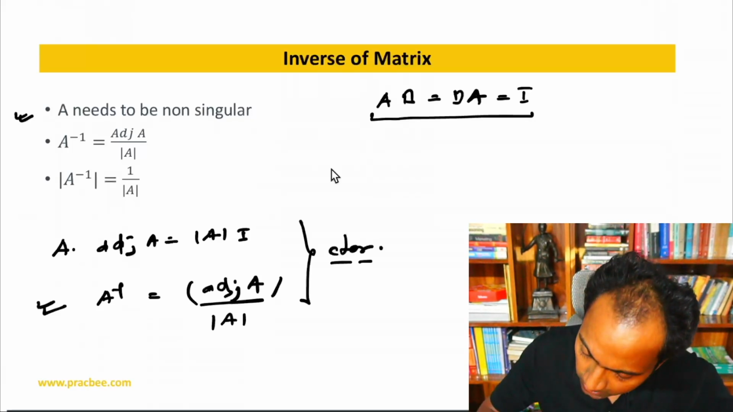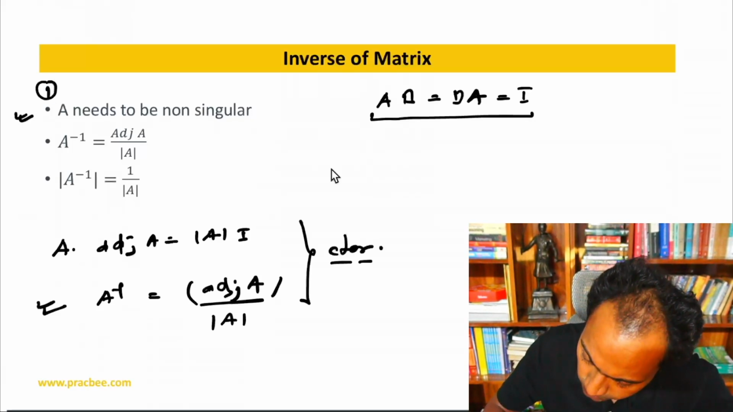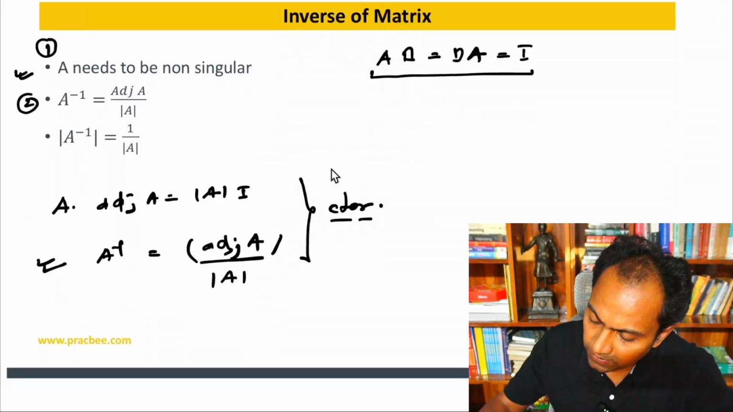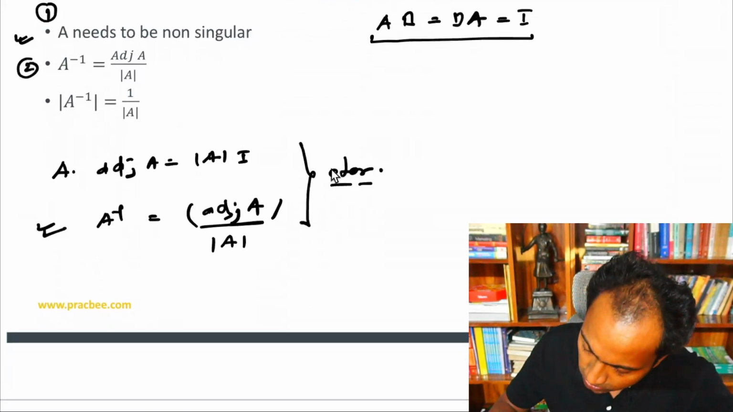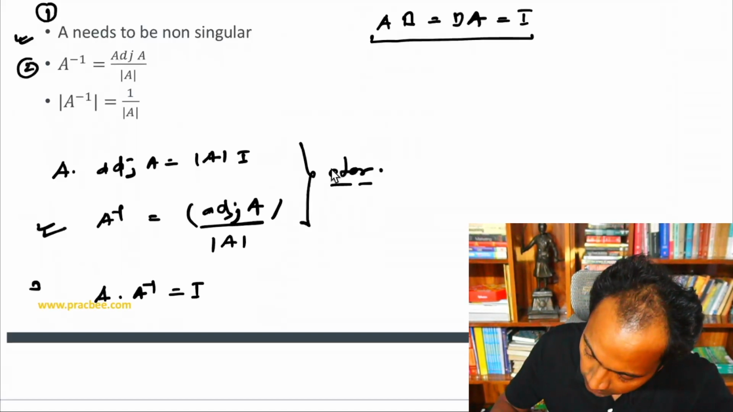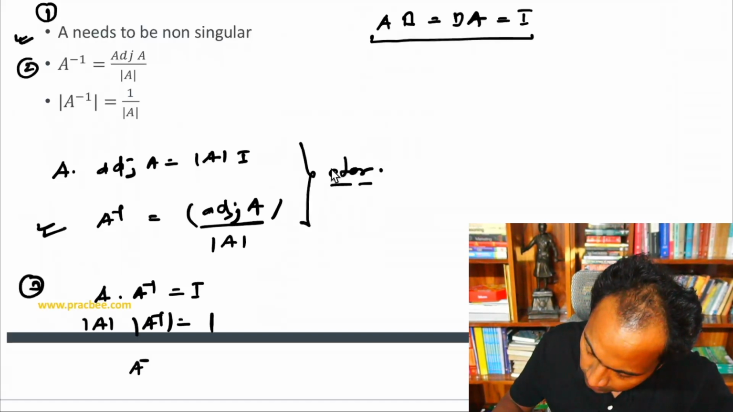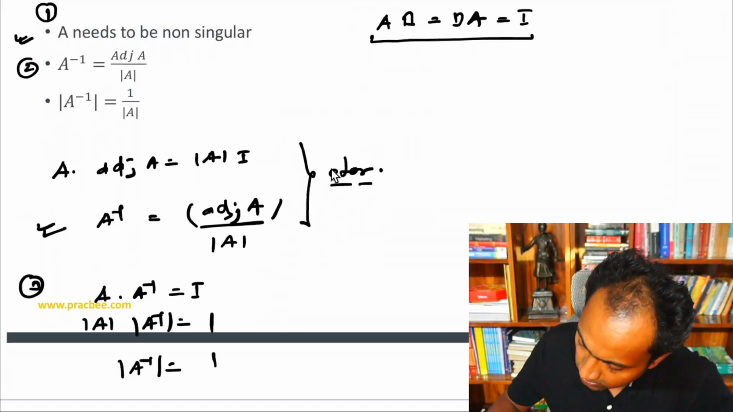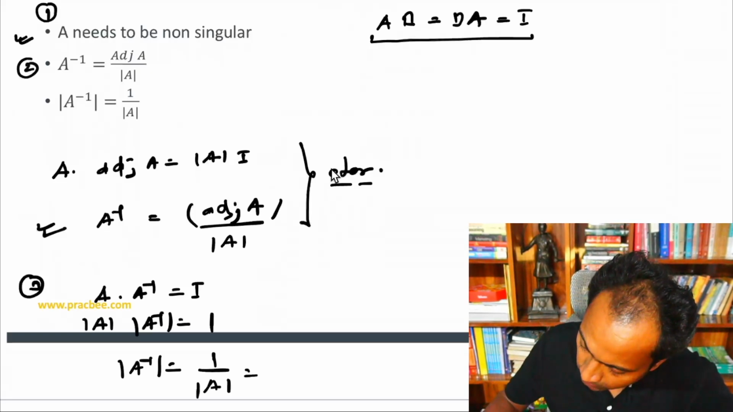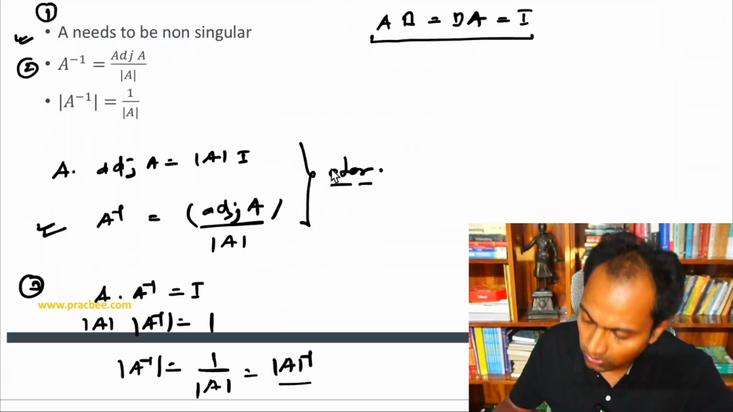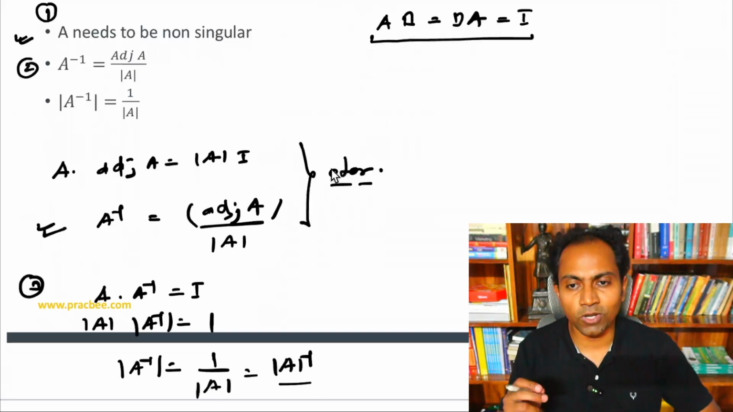So this is 1, this is 2, and the third idea is that if I take determinant on both the sides, so what we have is A into A inverse is equal to I. In the third part, if I take determinant, this is what we get. So determinant of A inverse is equal to 1 by determinant of A, or determinant of A to the power minus 1. Now these three properties will be used to solve questions.